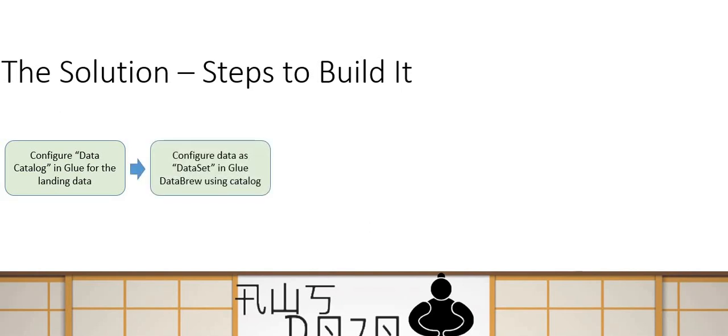Then you create a dataset in Glue DataBrew. Very important: you are creating a dataset in Glue DataBrew using this catalog. So first you catalog the landing data, and then you simply create a dataset out of that catalog in DataBrew. That means your cataloged data in Glue and this dataset in DataBrew both represent the same data. One is cataloging it, the other is simply creating a dataset out of a catalog. So both represent the same data. Okay, so step number 2 is you create a dataset using this catalog.